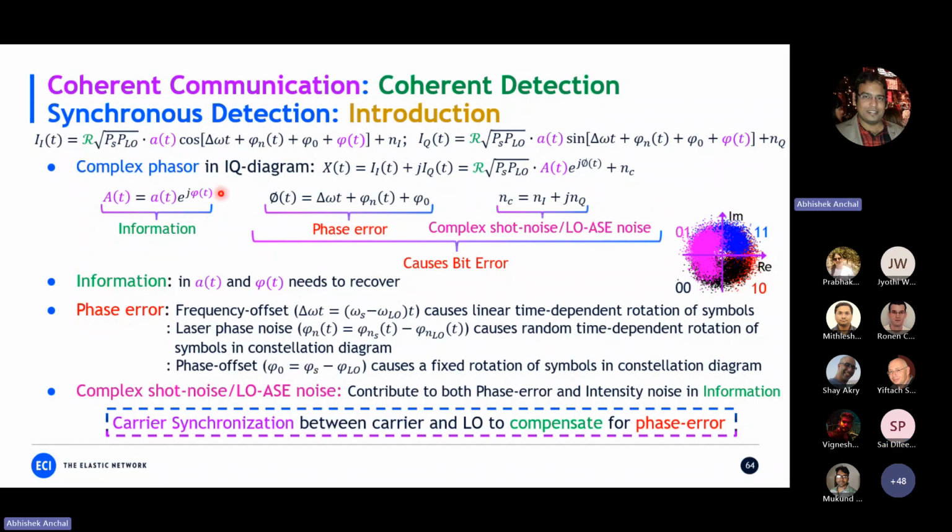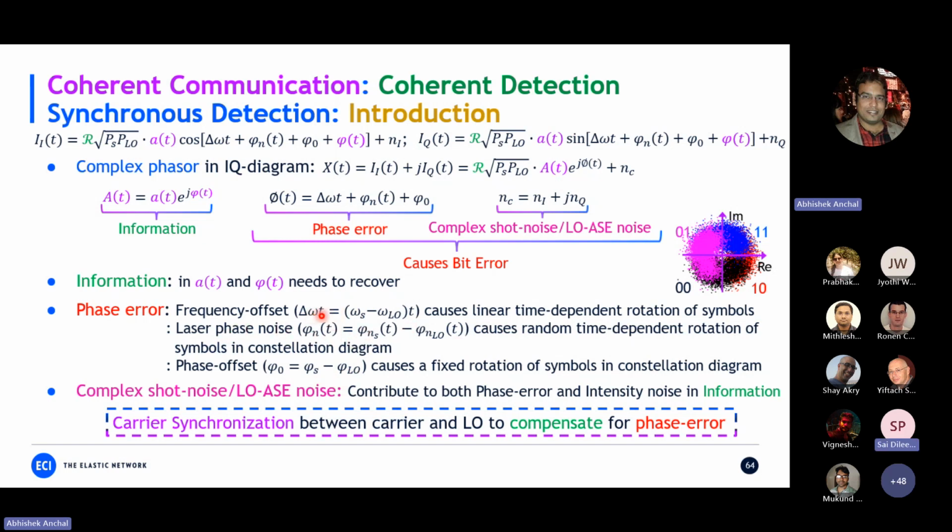Okay, so we are not locking the phase information term. You remember this phi zero term: when you transmit, let's say there is no information, you are just transmitting a laser. Laser always comes with some fixed phase, and the local oscillator has a fixed phase. So that fixed phase difference is this one. It can drift as well with time, and when it drifts with time, it's called laser phase noise.